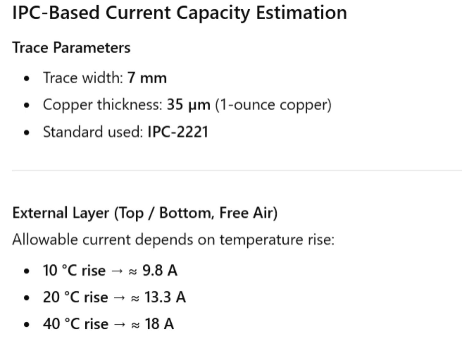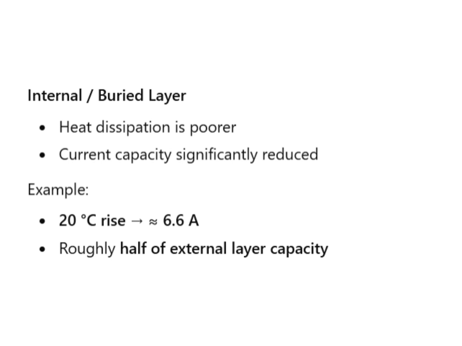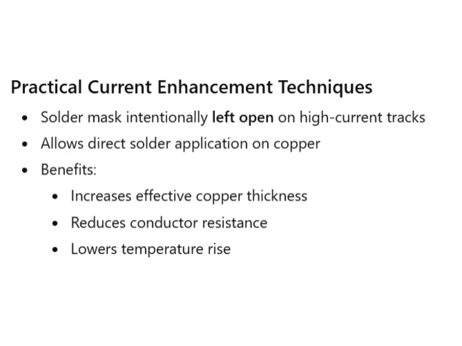For a 10 degrees Celsius temperature rise, the trace can carry approximately 9.8 amperes. For a 20 degrees Celsius temperature rise, the current increases to about 13.3 amperes. For a 40 degrees Celsius temperature rise, the current capacity reaches around 18 amperes. If the same trace is placed on an internal or buried layer, heat dissipation reduces. In this case, for a 20 degrees Celsius temperature rise, the current capacity drops to approximately 6.6 amperes, which is roughly half of the external layer value.